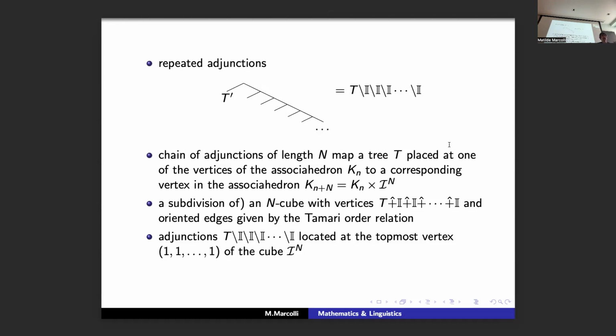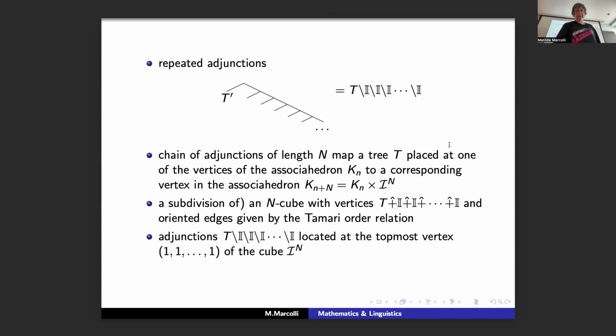if I start with a given tree and then I perform a chain of these simple adjunctions that adds a comb-like structure to this tree on one side, so this is the simplest chain of adjunctions, then it means that I'm passing from a vertex of some K_n associahedron to a vertex of K_{n+N}, where N is the number of adjunctions that I'm making here, which I view as a product of K_n with a cube of dimension N, which has a number of intermediate vertices, but still. And the structure that I obtain, this chain of adjunctions, is located at the topmost vertex of this additional cube.